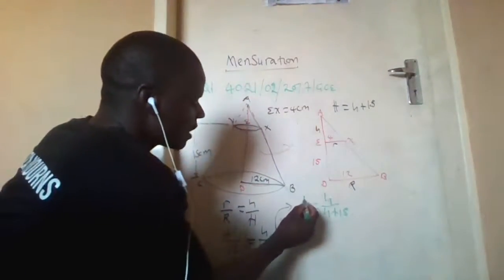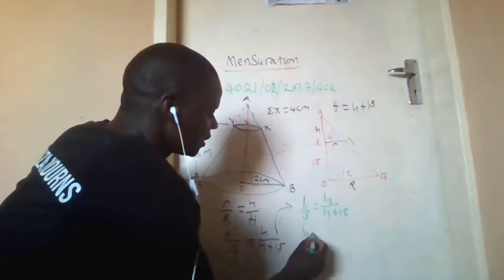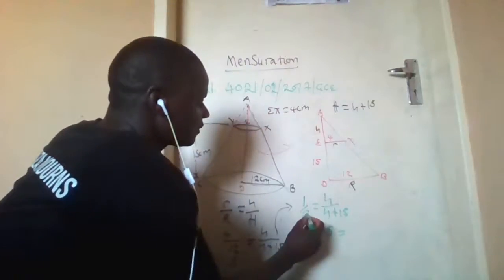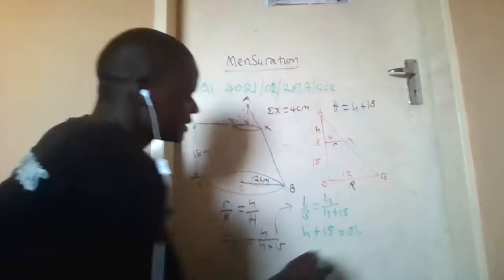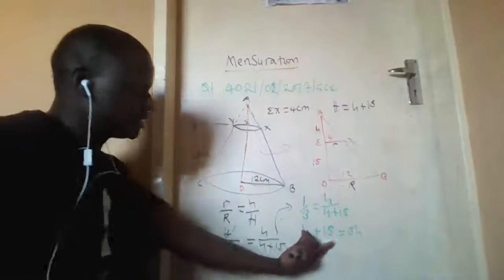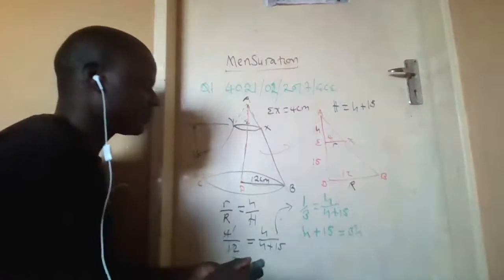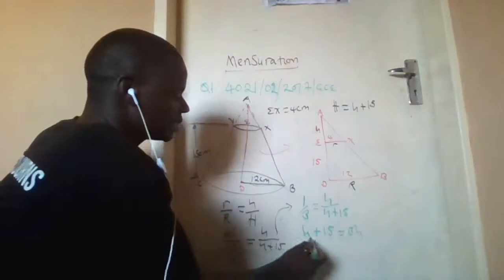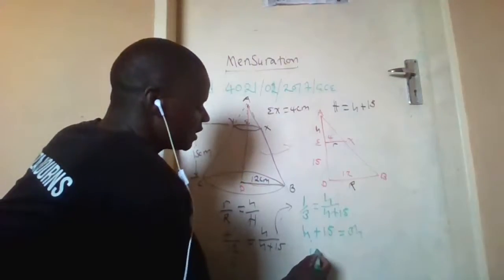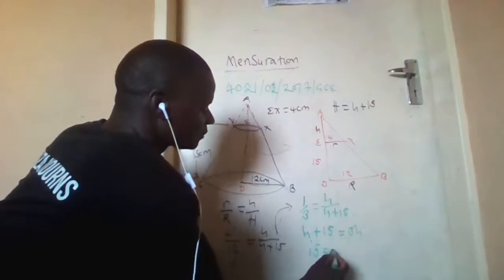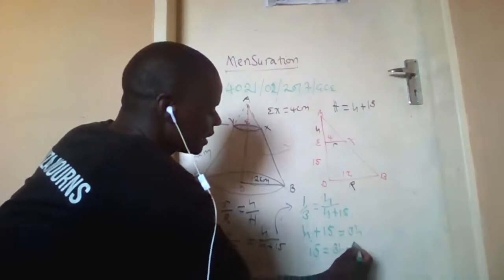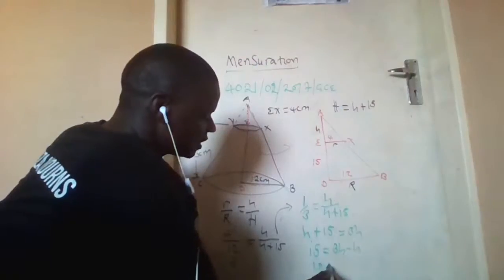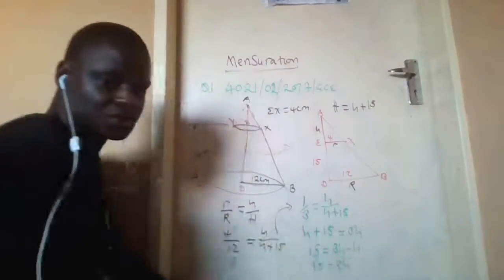Then once you cross multiply, 1 times h is h, plus 1 times 15, which is 15, equal to 3 times h, which is 3h. But you and I know very well that these are unlike terms. You can't do anything with them. So the only thing you can do is let this one go there. So once it goes there, we're going to have 15 is equal to 3h minus h. Okay.